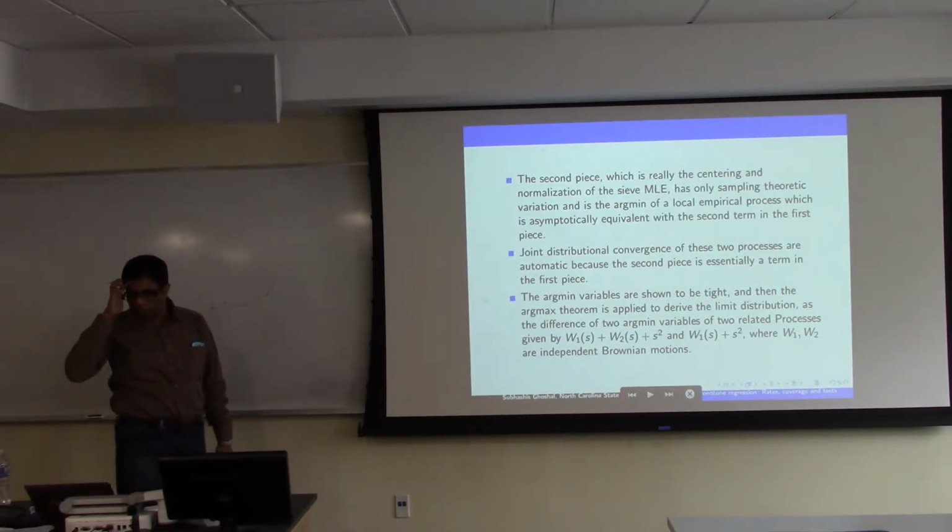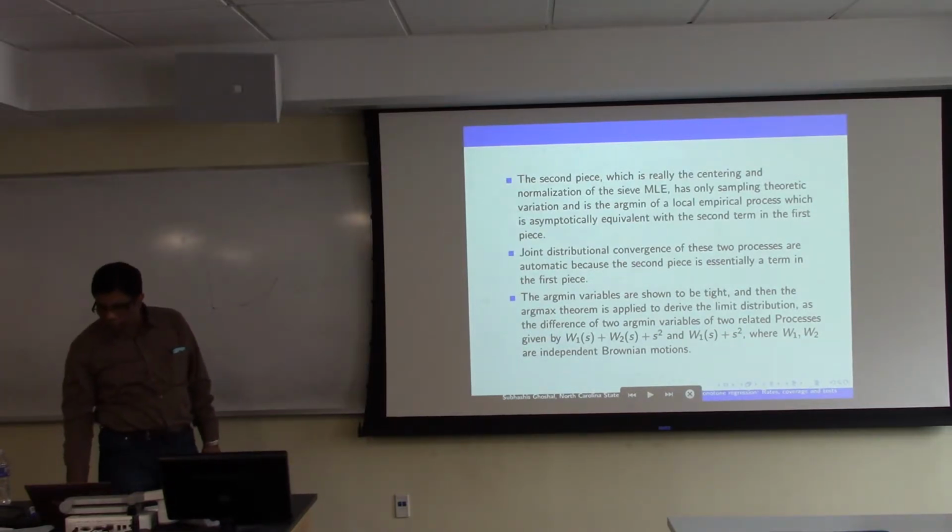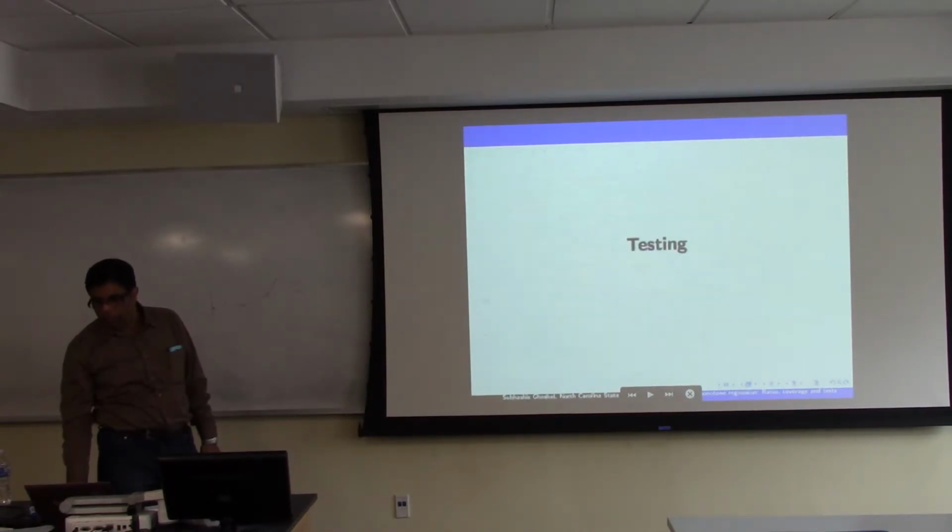So these local empirical processes have Brownian motion limits, so that leads to this, and finally the targeted distribution.